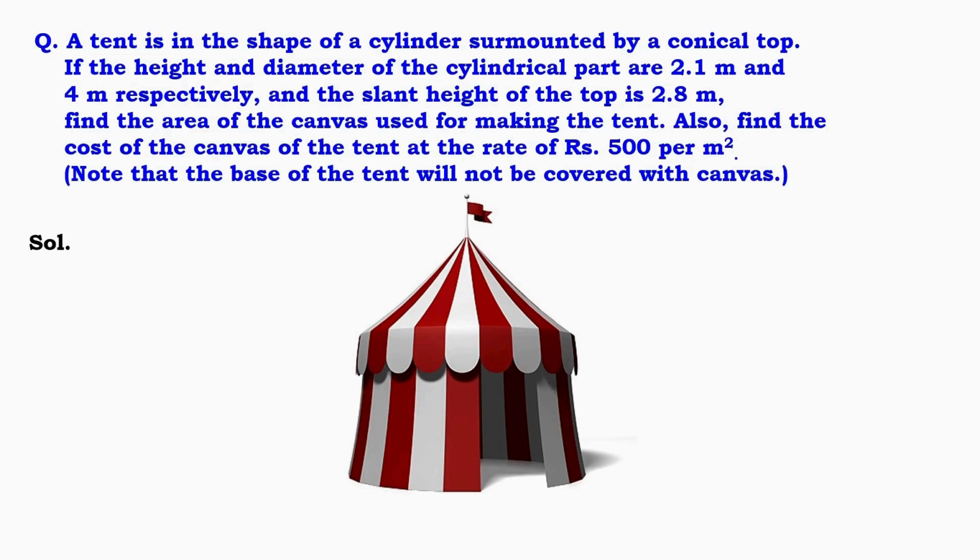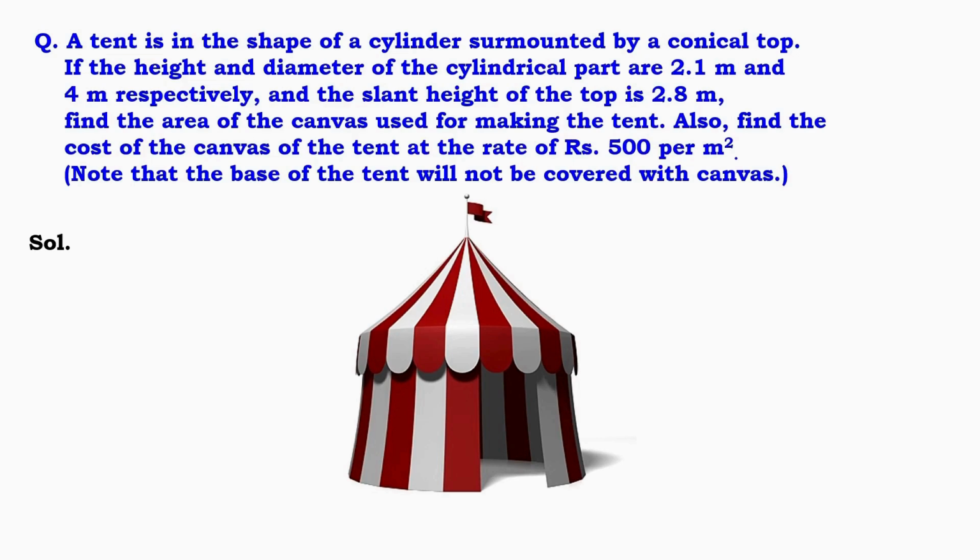Okay, so what is given? The tent is in the shape of a cylinder surmounted by a conical top. So that means there is a cylinder which is surmounted by a conical top, meaning the cone will be at the top of the cylinder. That's what surmounted means, which is on top of it.